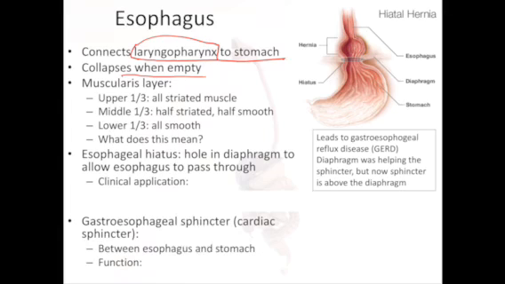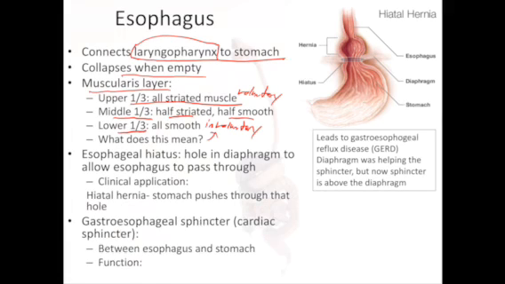So it has the muscularis layer, which has 3 different portions to it. The part closest to the mouth, the upper 1/3, is all striated muscle that we can voluntarily control. Okay, the middle 1/3 is half and half, about half striated, half smooth muscle, and then the lower 1/3 is all smooth muscle, so that's going to be involuntary. Once we get down into that lower 1/3, it's all involuntary. The rest of the whole GI tract is mostly involuntary. That's just what it means, which part we can control, which part we can't.